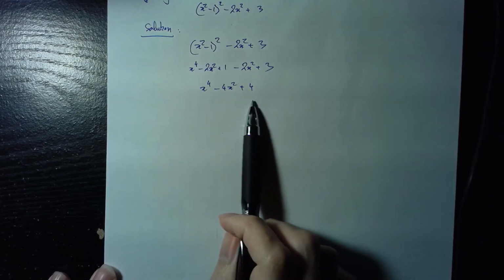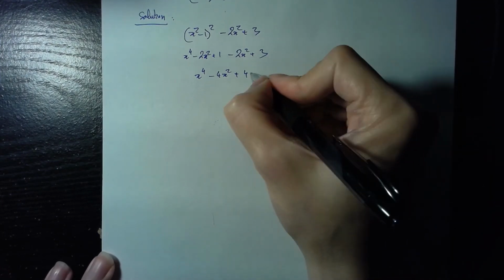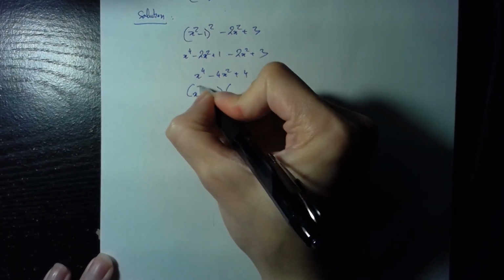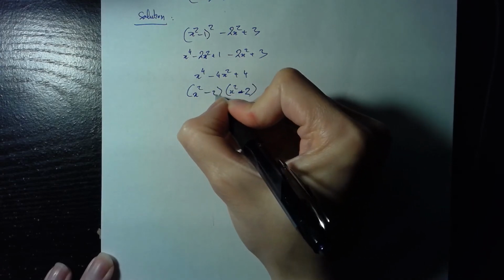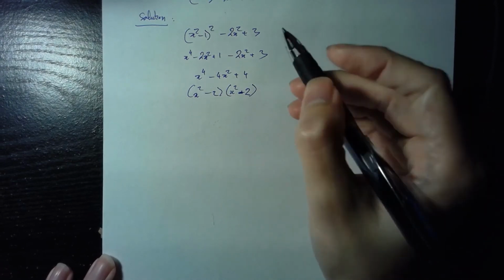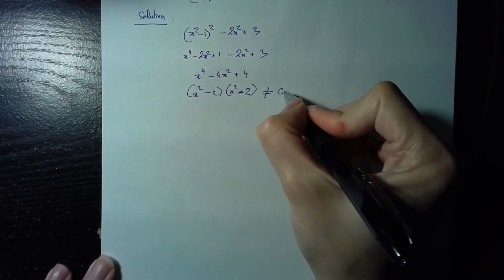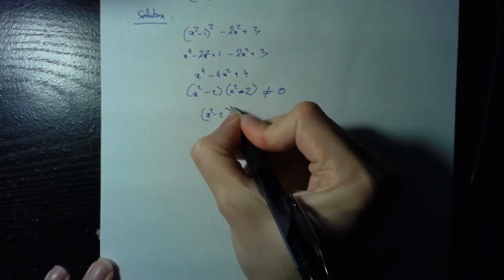This is another quadratic right here, guys. You guys can factor this also. If you factor this, it gives you x squared minus 2, x squared minus 2. Okay, and I already told you we're not allowed to have 0 at the bottom, so everything must be different from 0. Okay, and we can write this as this, different from 0.